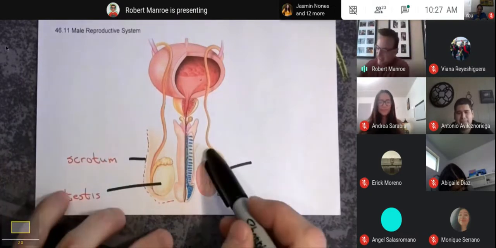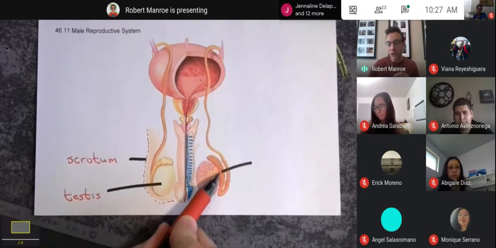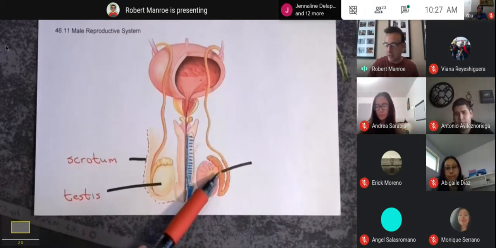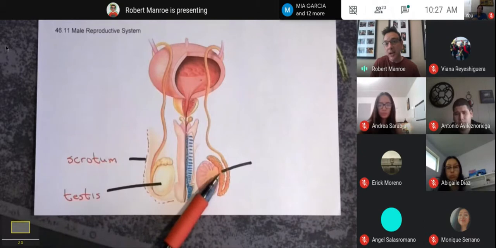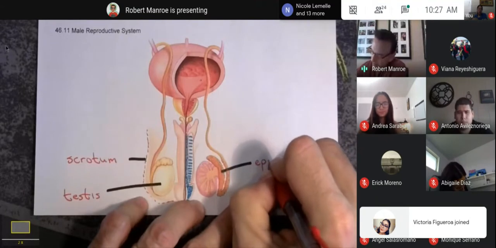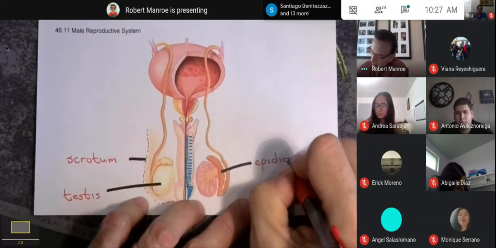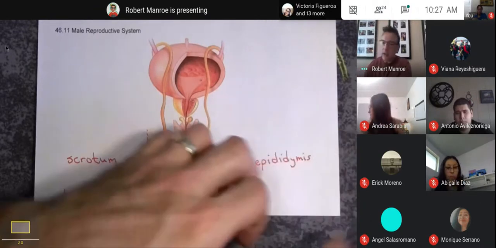There's a gland that sits on top of the testes. This is actually where the sperm, the mature sperm, are stored. Semen is not stored here. Semen is actually produced internally here. The sperm, the cells themselves, the gametes, are stored inside of the epididymis here. Epididymis. That is a fun word to spell.